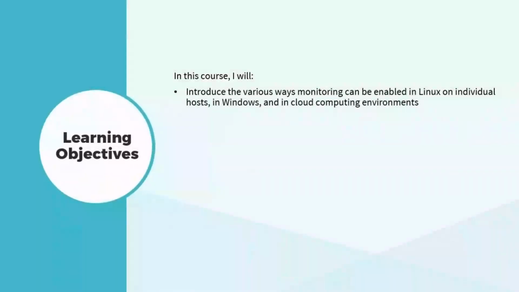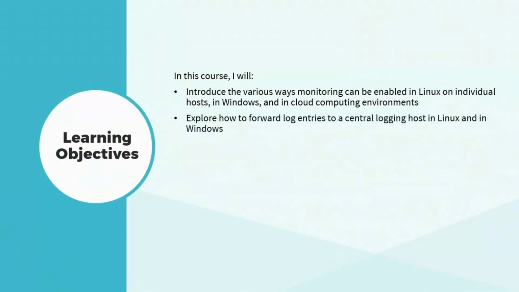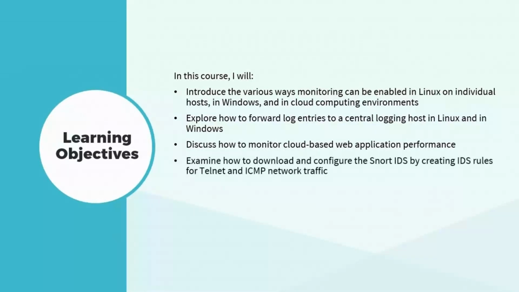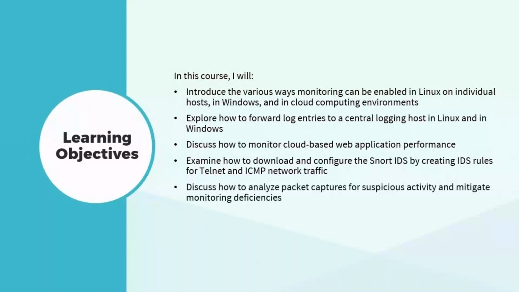In this course, I will introduce the various ways monitoring can be enabled in Linux, on individual hosts, in Windows, and in cloud computing environments. Next, I'll explore how to forward log entries to a central logging host in Linux and in Windows. I'll then discuss how to monitor cloud-based web application performance. Moving on, I'll examine how to download and configure the Snort IDS by creating IDS rules for Telnet and ICMP network traffic. Lastly, I'll discuss how to analyze packet captures for suspicious activity and how to mitigate monitoring deficiencies.